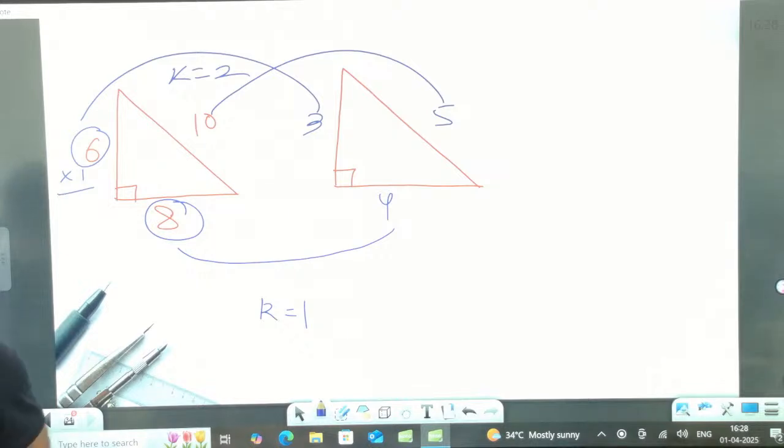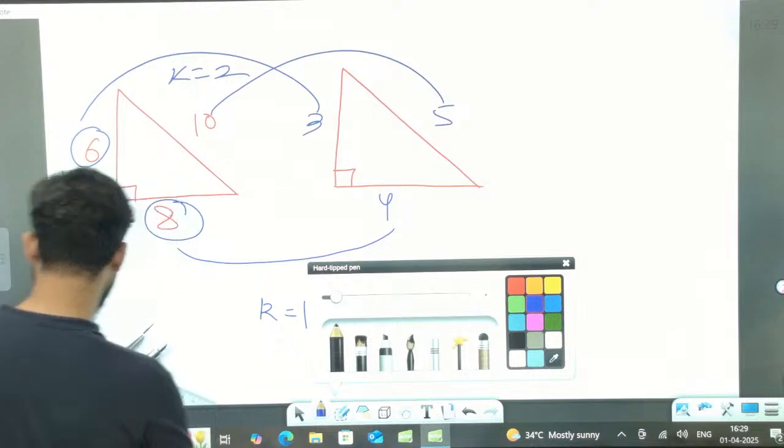Now let me make it more simple. Can two equilateral triangles be similar always or not? Good. Two equilateral triangles will always be similar. Why? Because they have only one dimension. Now you are going to say it will have three sides, but the length of these three sides is equal. So they will always be similar.